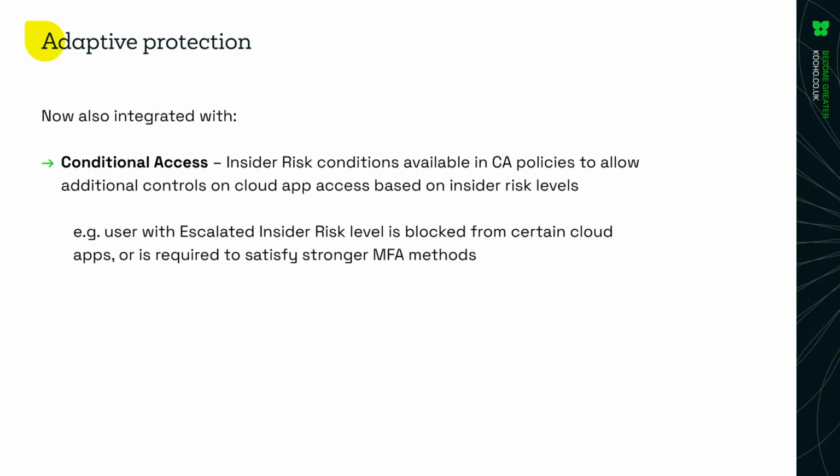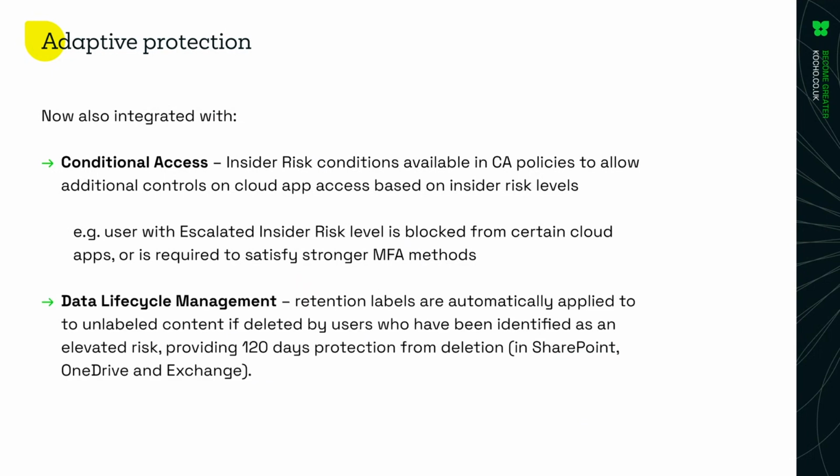The other area where adaptive protection has recently extended, in preview at the moment, is into data lifecycle management, so retention. What you can enable is that if a user is deemed to be an escalated risk, it's going to automatically start applying retention labels onto their unlabeled content, which means that it's being retained for 120 days. And that protects it from deletion. Yes, the user might see it as deleted, but actually it's being retained behind the scenes so that it can be retrieved later.